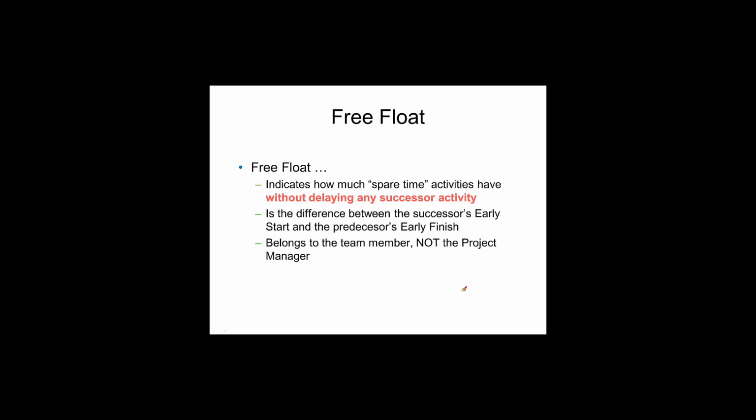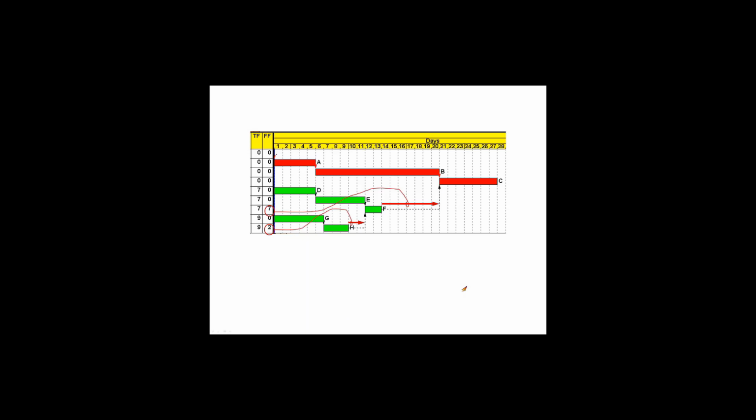Let's consider what this really means. So here we have another network with a few more activities, and I've listed the total float and the free float in the two columns on the left. You will notice that in some cases, the total and free float are the same, as here, the 0, 0 or 7, 7, but the total float and free float can be different, as we see here with the 7 and 0 or the 9, 2.